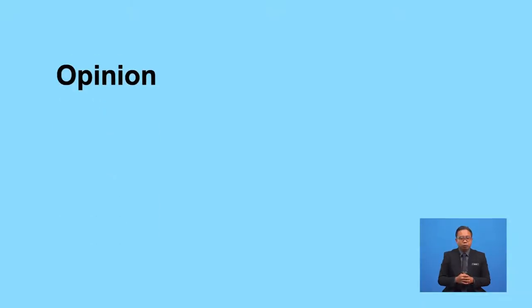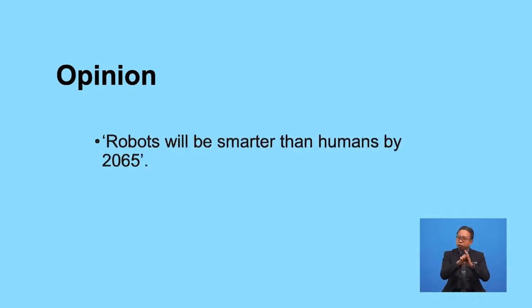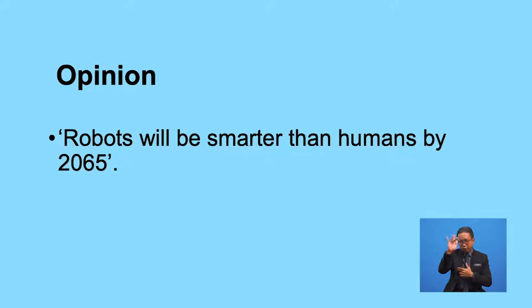What about opinion? Well, opinion is something that someone thinks or believes. For example, if someone says robots will be smarter than humans by 2065, that would be his or her own opinion or prediction. Because not everybody will think that robots could ever be as smart as humans. Ha! If robots become smarter than humans, I hope they will help all humans have better lives. Opinions are useful to persuade, but careful readers and listeners will notice and demand evidence to back them up. Do you see the difference now?